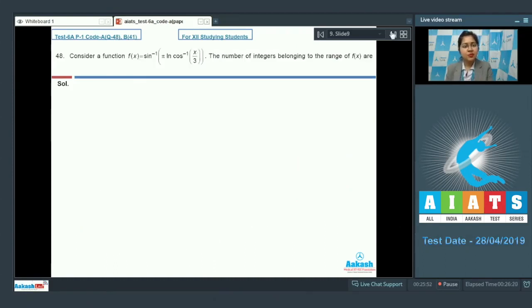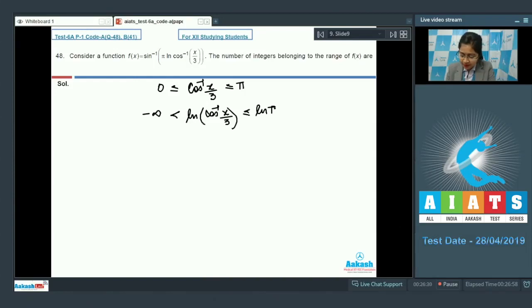Next, let's discuss question number 48, which says that consider a function f(x) equal to sine inverse of pi ln of cos inverse x by 3. Then we have to find the number of integers belonging to the range of f(x). Now, we know that the range of cos inverse x by 3 is from 0 to pi. So we can say that ln of cos inverse x by 3 will go from ln 0, that is tending to minus infinity, up till ln pi.